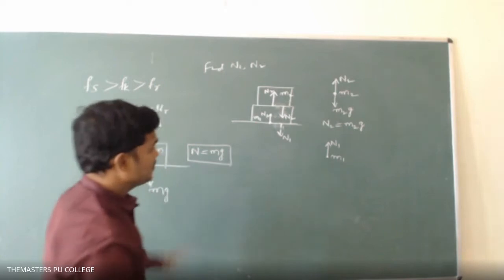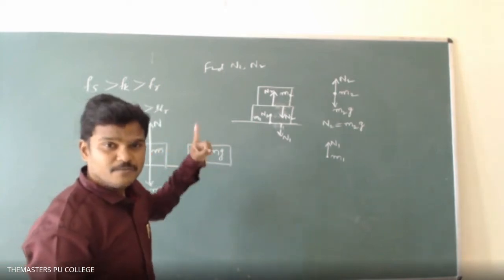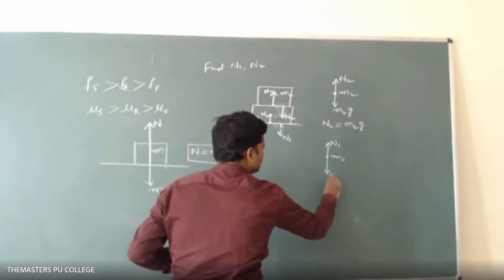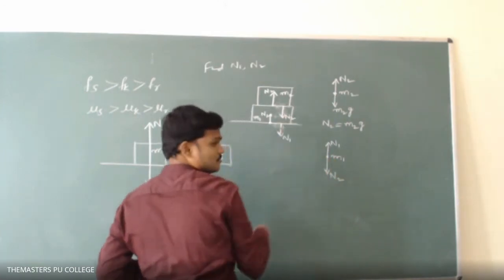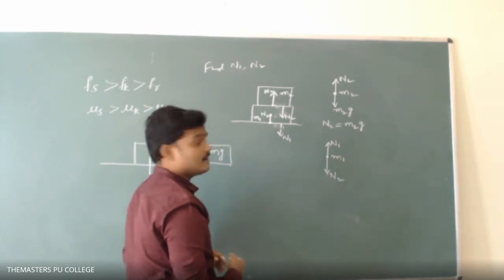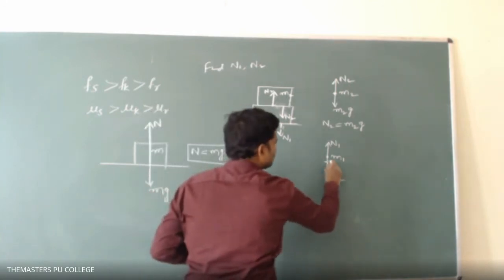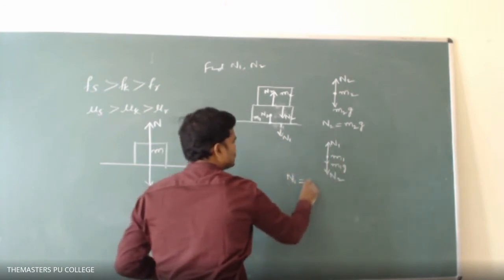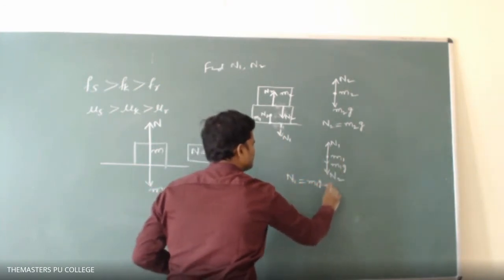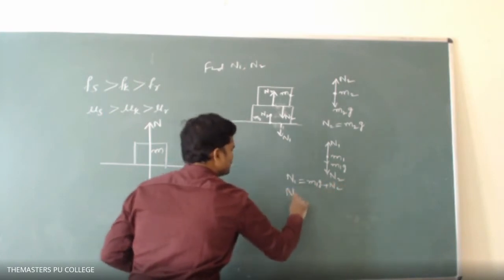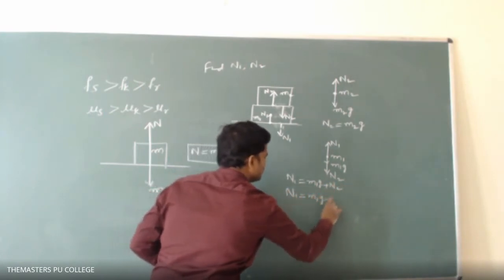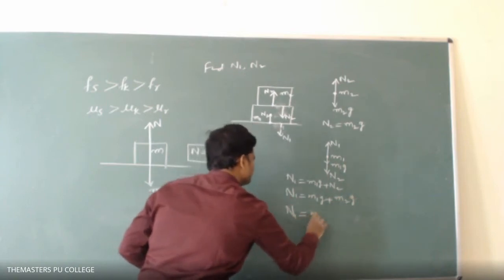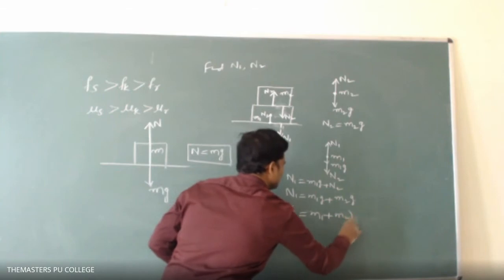Are you able to see everything clearly? N1 is up and N2 is down, on M1. The weight of the body acts downwards. Therefore, N1 is balanced by what? M1G plus N2. So N1 is balanced by M1G plus N2. What is N2? N2 is M2G. So what is N1? N1 is (M1 plus M2) into G.